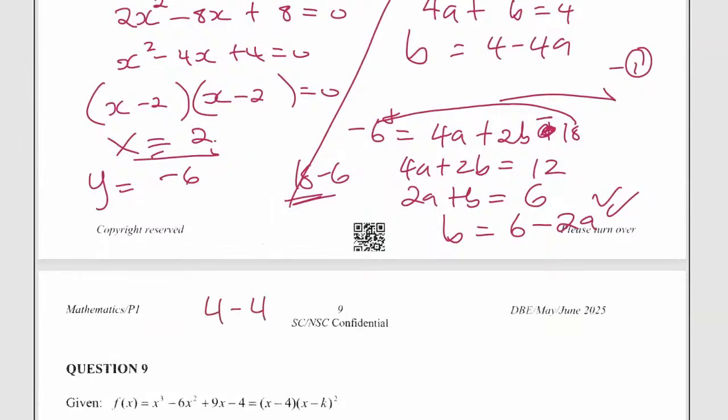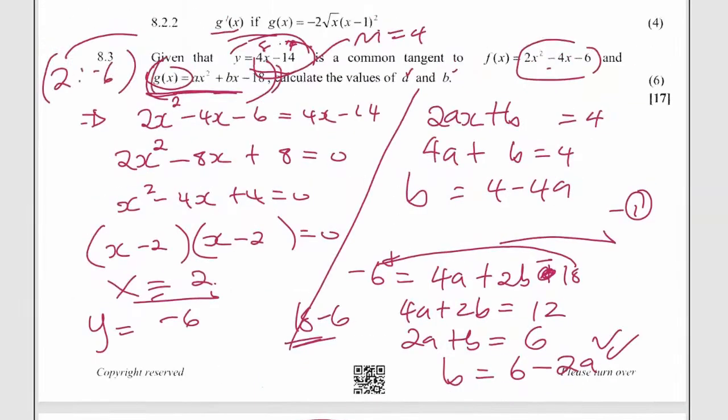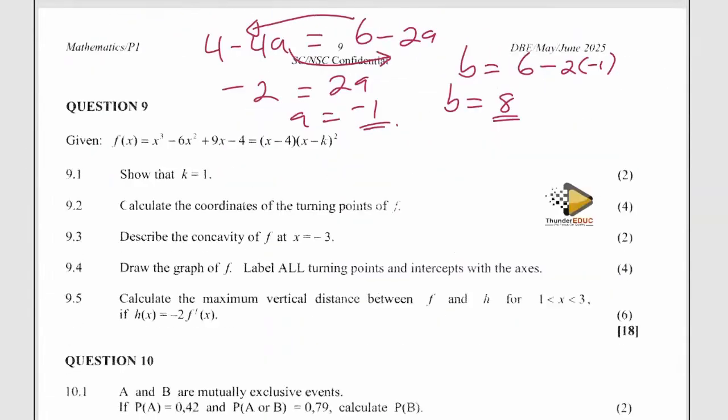So 4 minus 4a is equal to 6 minus 2a. Let me move this to that side and this one to that side. So negative 2 is equivalent to 2a, meaning that our a is negative 1. Then I'll substitute this negative 1 there. So b is going to be 6 minus 2 times negative 1, meaning that our b is going to be 8. Sorry about that, guys. To get the derivative of this correctly, it has to be this, and then equate to the gradient. That's equation 1. This is equation 2. Yeah, it came out. All right, question number 9.